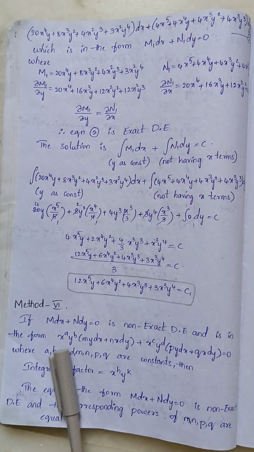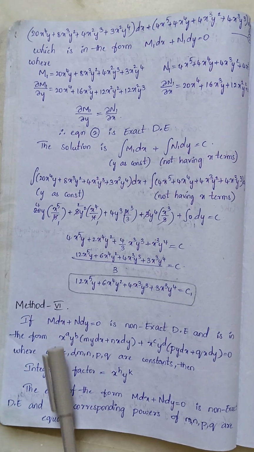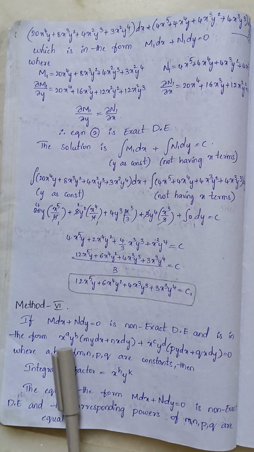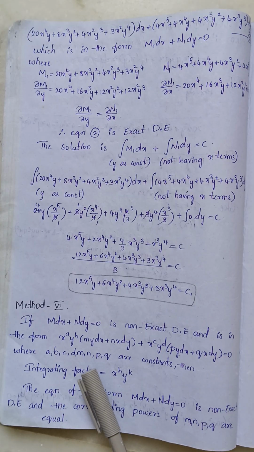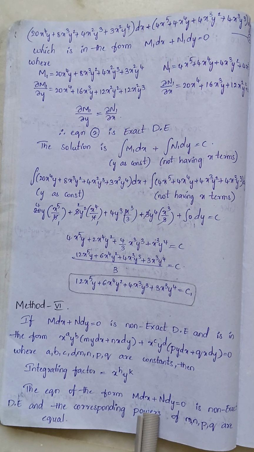plus x dy form. Suppose it is of this form, where these powers and these are all constants like a, b, m, n, c, d, p, q. Then we consider the integrating factor as x^h y^k. Now take this equation.